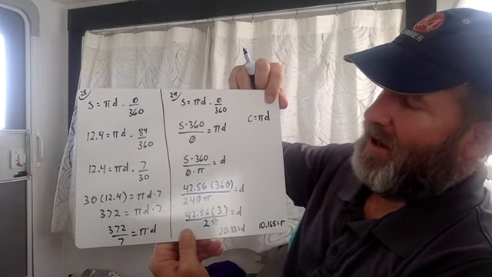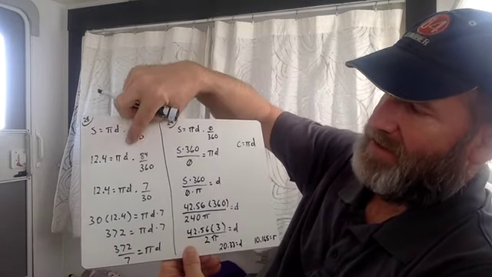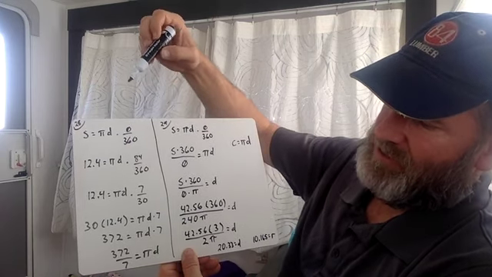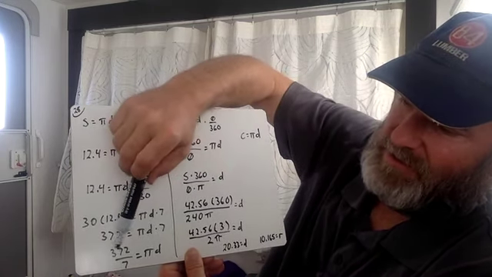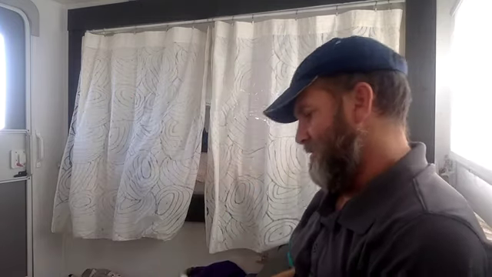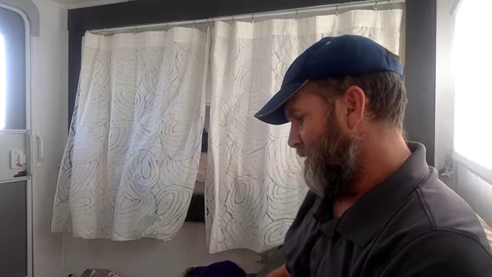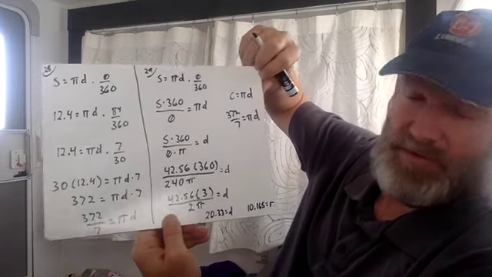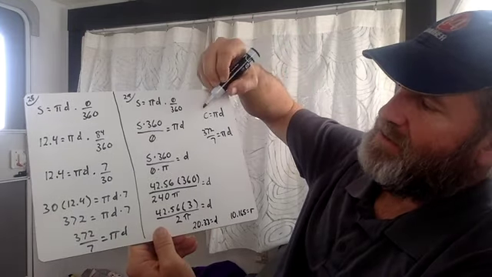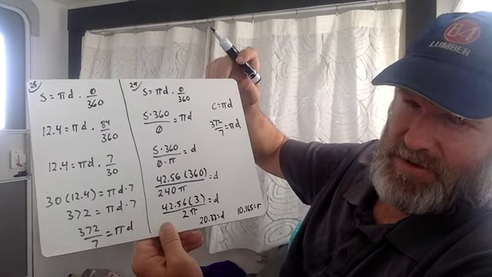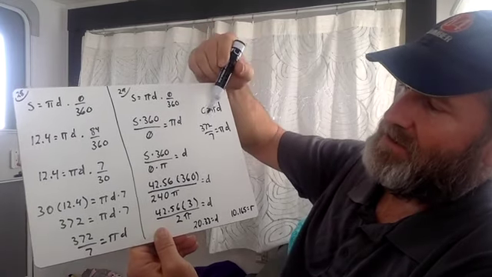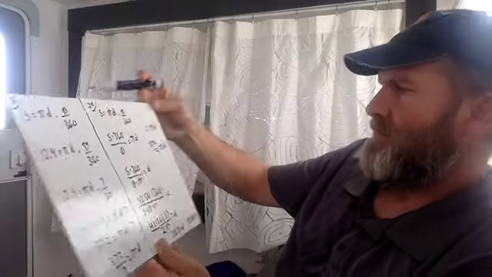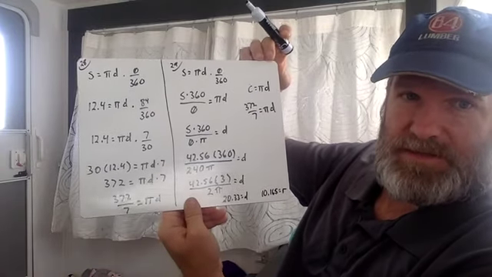We have C is equal to pi D, and we also have pi D as part of our formula. So if we can get pi D all by itself, which we do all the way down at the end here, pi D is equal to 372 over 7. So we have pi D is equal to circumference, and we have pi D is equal to 372 over 7. We have the transitive property. C and 372 over 7 are both equal to the same thing, therefore they're equal to each other. So circumference is 372 divided by 7. So if you use the calculator on that, that's like 53 point something. All right, so that was your answer on this one.